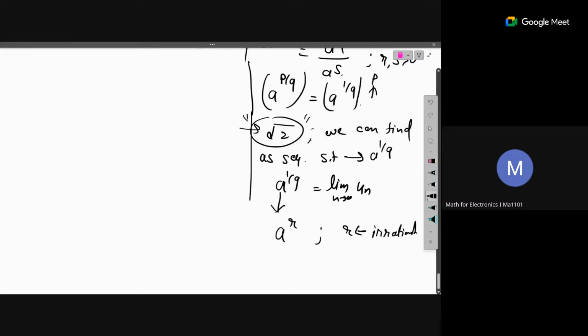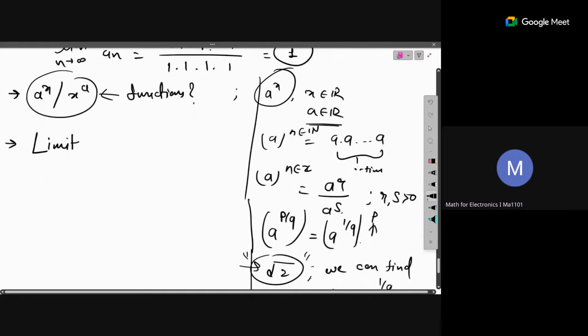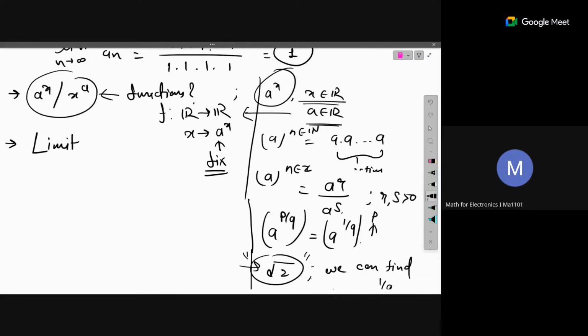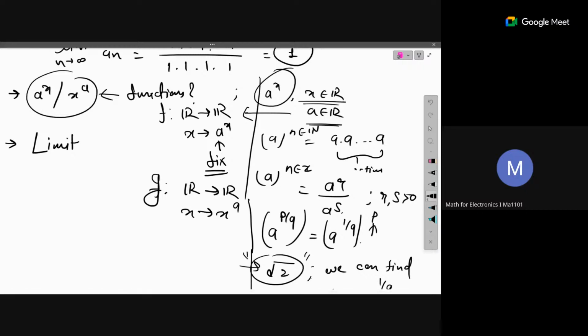So the ultimate outcome of this particular discussion is that a to the power x is well defined for all x belonging to real numbers and a belonging to real numbers. Thus, using this information, I can define a function from real numbers to real numbers, which sends every real number x to a to the power x. First I fix a, and then I define this type of function, and that function is known as the exponential function. And a similar kind of function is, if you take any function from real numbers to real numbers, let's name it g, in which x goes to x to the power a. So here I am taking a to the power x, and below I am taking x to the power a.